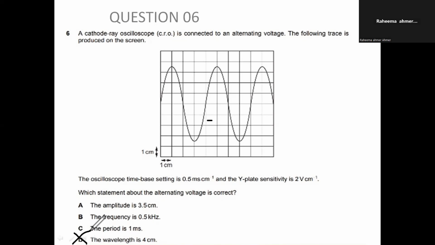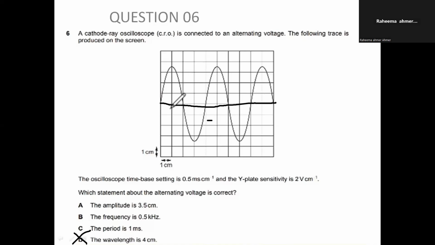Let's look at option A. It says the amplitude is 3.5 centimeters. You must be thinking I would count. And what is amplitude? Amplitude is the maximum displacement from the mean position, right? So how would you find the mean position? It's very easy. You have to look from where the trace starts. So the trace starts from here, and this becomes this line. I will draw it for you. This line becomes your mean position.